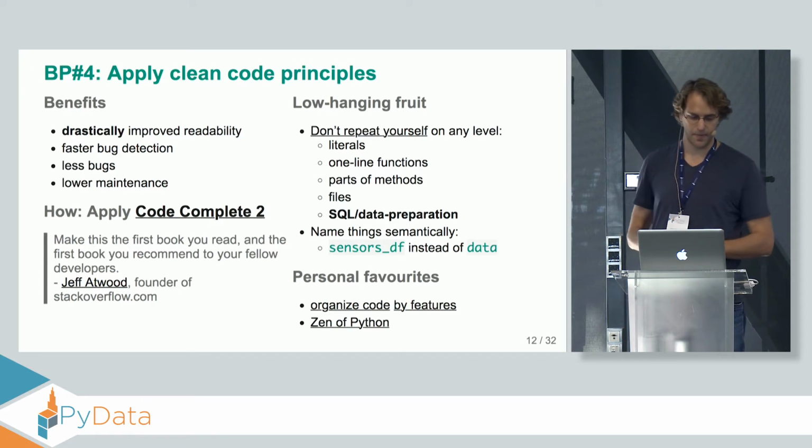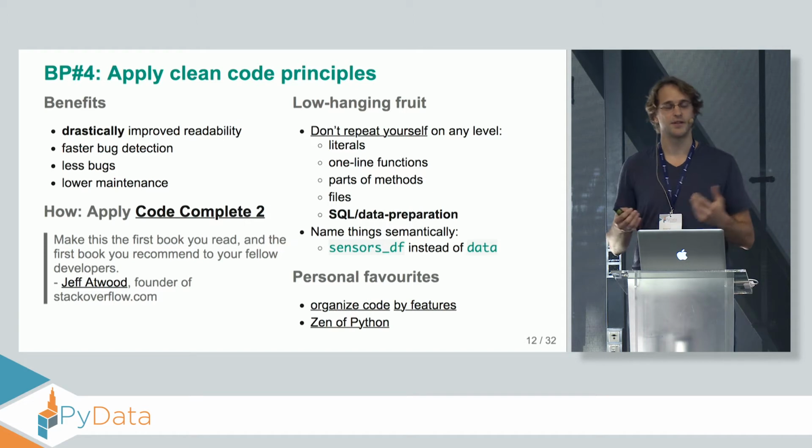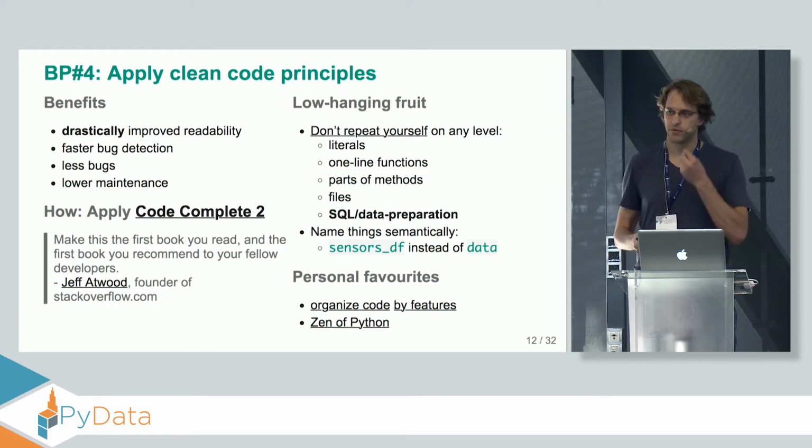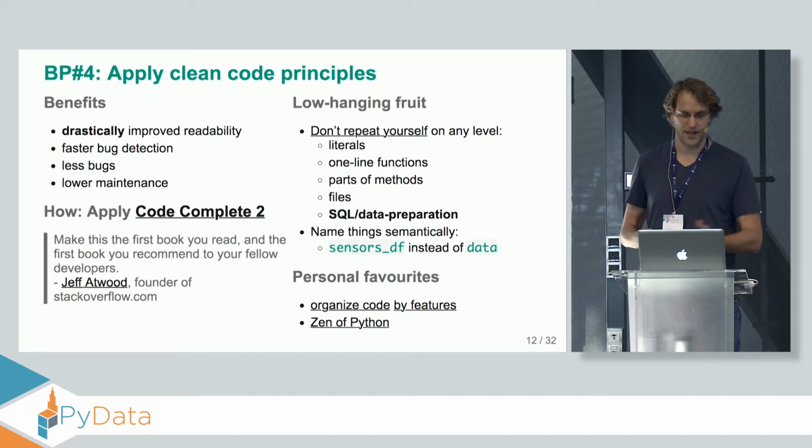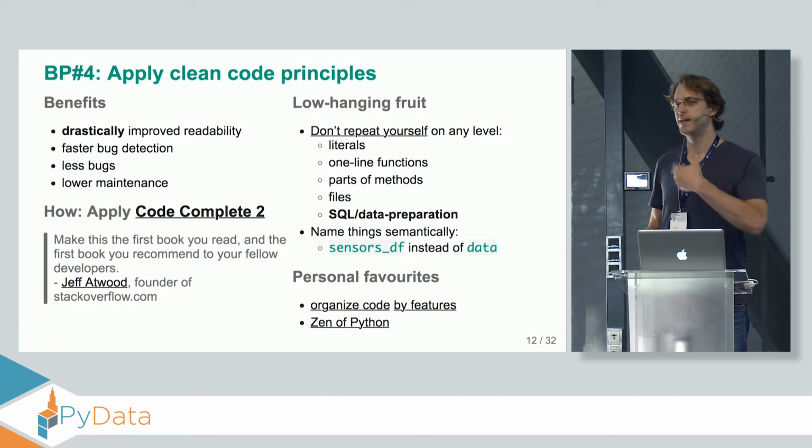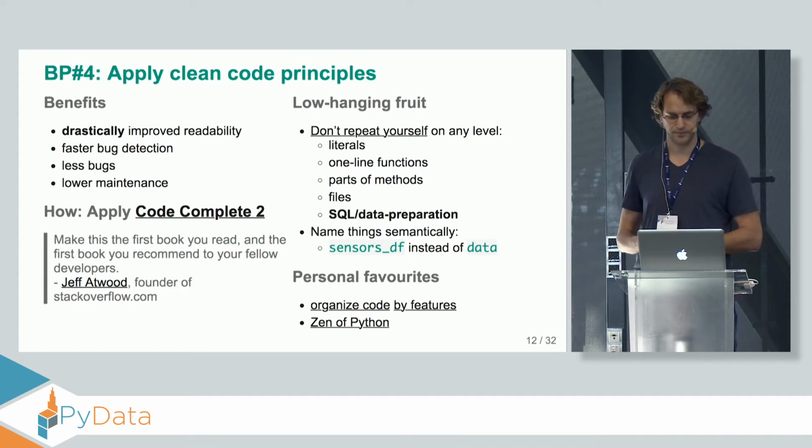Don't duplicate. And the second thing is naming things semantically. So instead of having variables called data, put some semantic meaning into them. For example, sensors instead of data. A reader immediately knows what is going on.